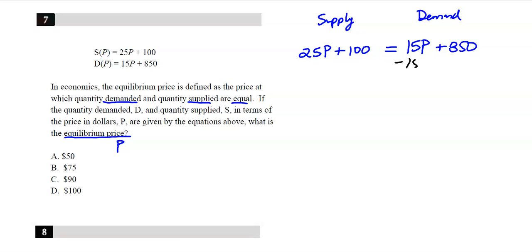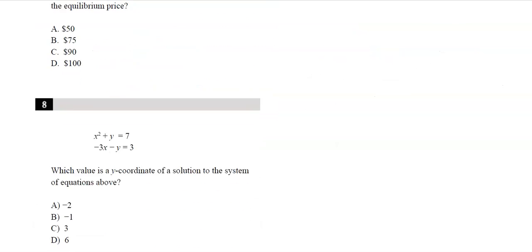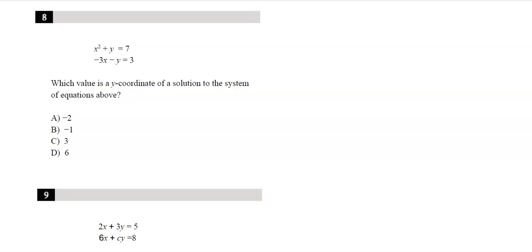So I'm going to take away the 15P from both sides. I got 10 P's over here. I might as well just in this same step take away the 100 so I can get my 750 on the other side. Divide, and it looks like that price needs to be $75. That's where the two equations balance each other. Supply equals demand. A little economics going on there.